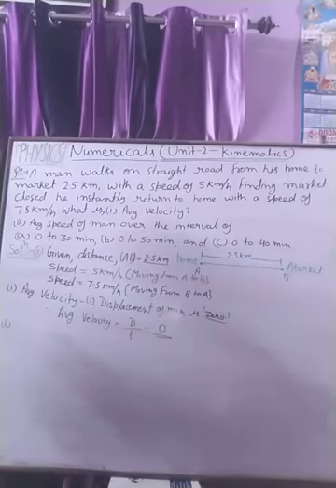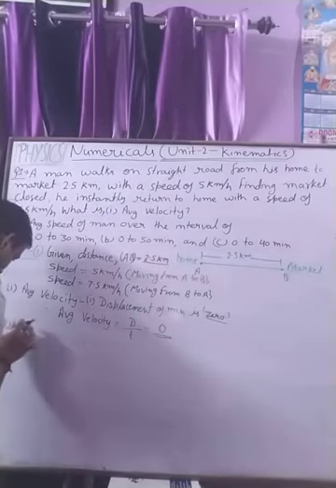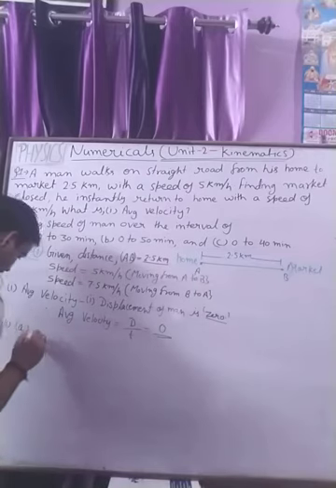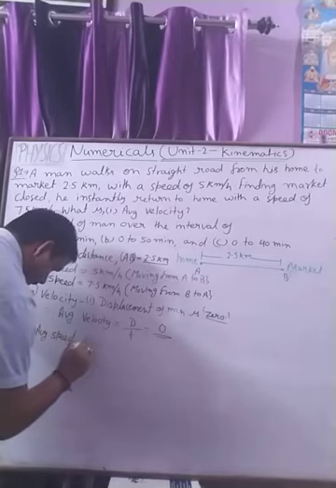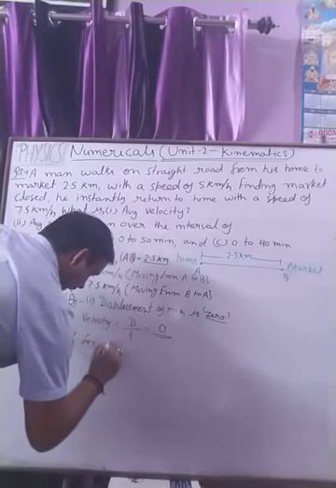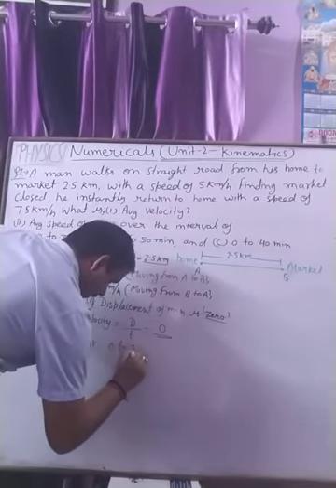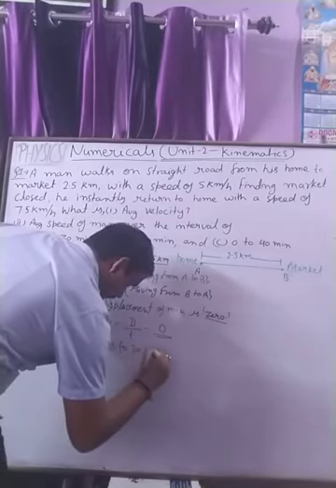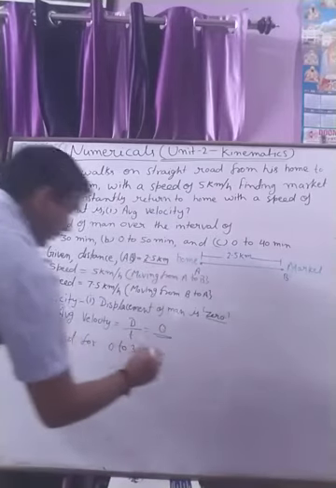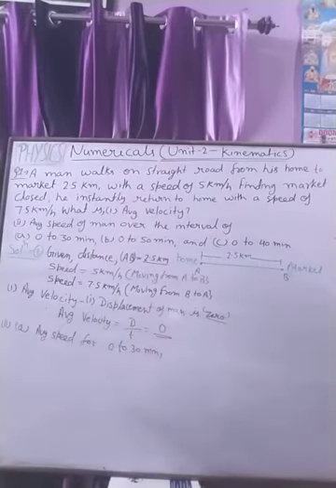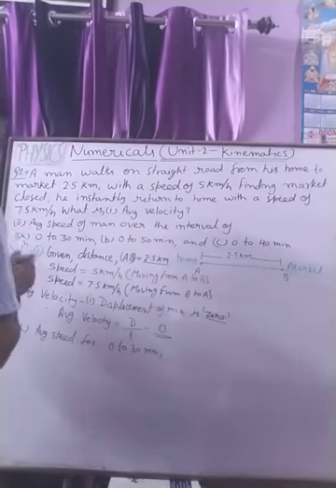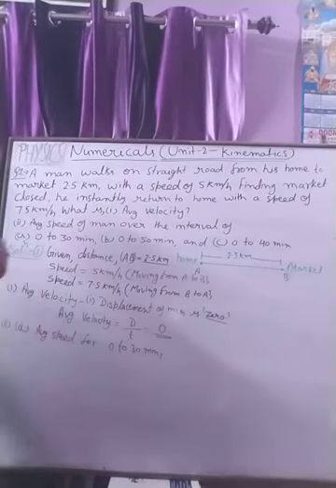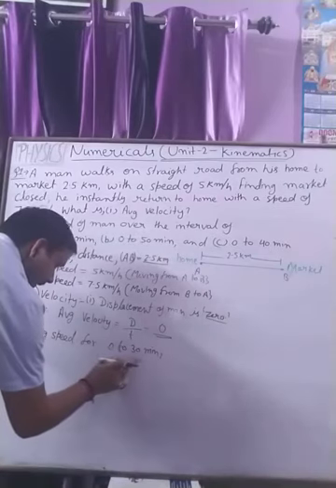Now, from 0 to 30, part A, average speed from time interval 0 to 30 minutes. Okay, 0 to 30 minutes, that is the speed of the man.